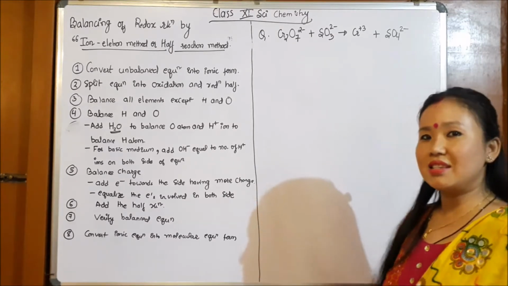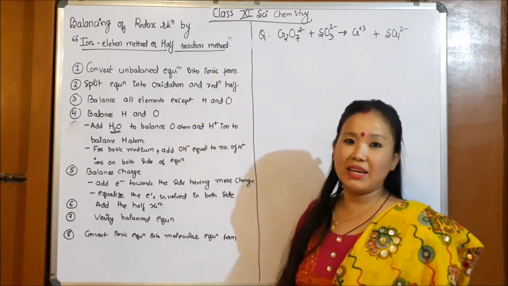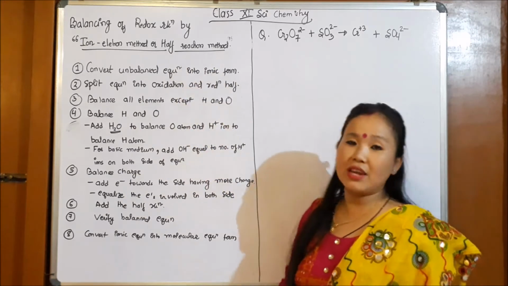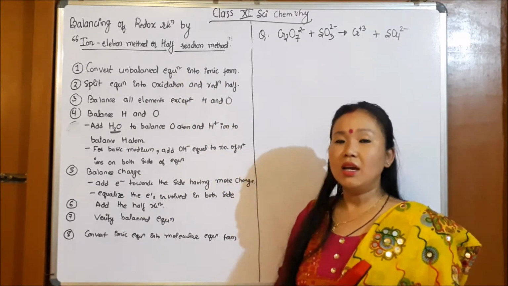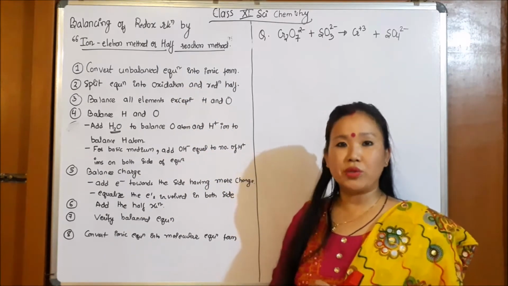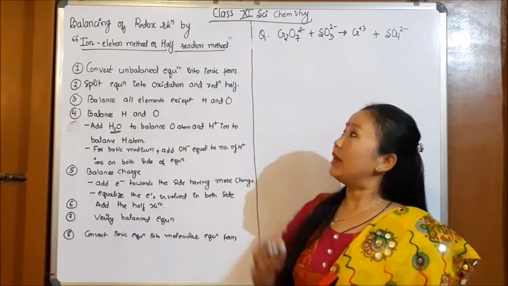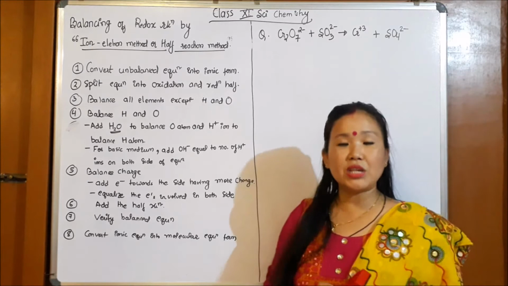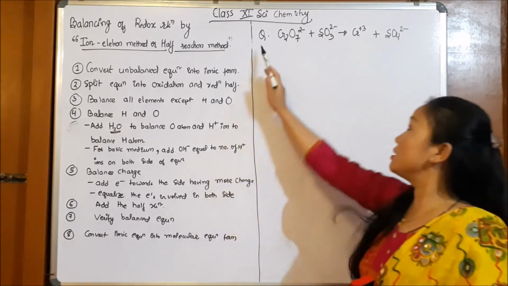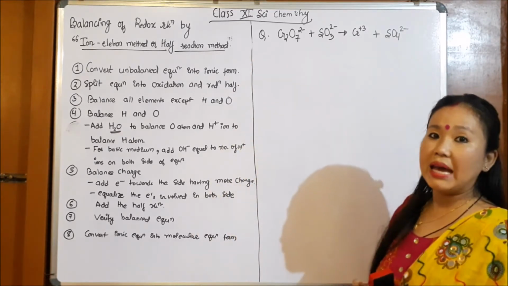We are going to discuss balancing of redox reaction by the ion-electron method or half reaction method. Before that, we'll discuss one question which I gave you as an assignment, from the topic balancing of redox reactions by the oxidation number method. This is the equation that needs to be balanced.